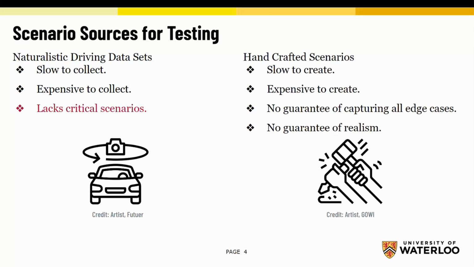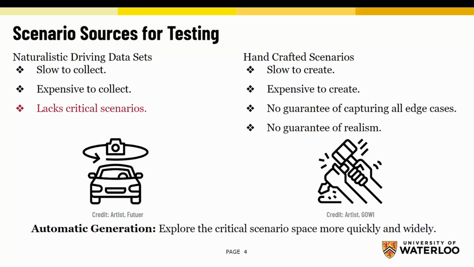The antidote to this is handcrafted scenarios. You get an expert who knows what a difficult scenario is. That expert then enumerates all these scenarios and then builds them by hand. But it's still slow. You're still doing it one by one, so it's expensive. And there's no guarantee that you're going to capture all the edge cases. And now that you're doing everything by hand, instead of getting real recorded scenarios, there's no guarantee of realism.